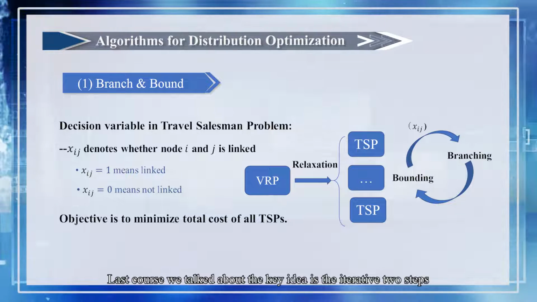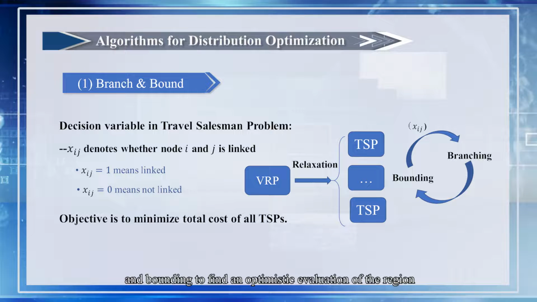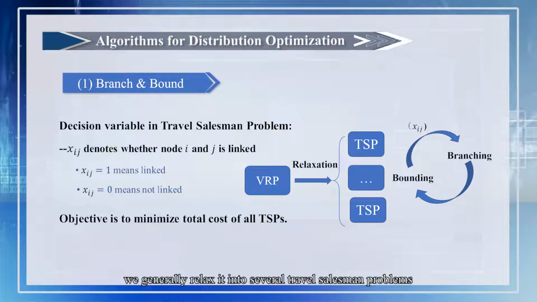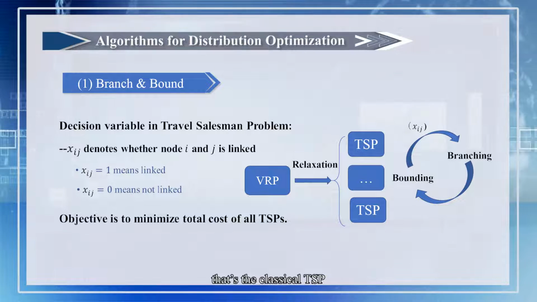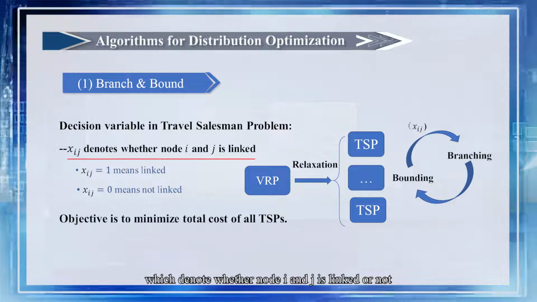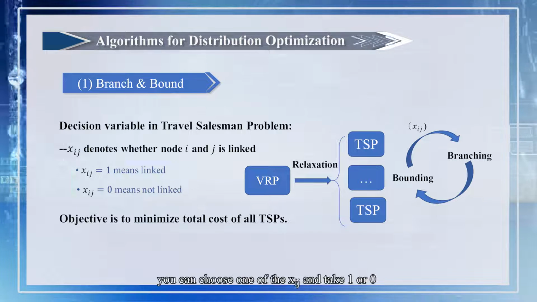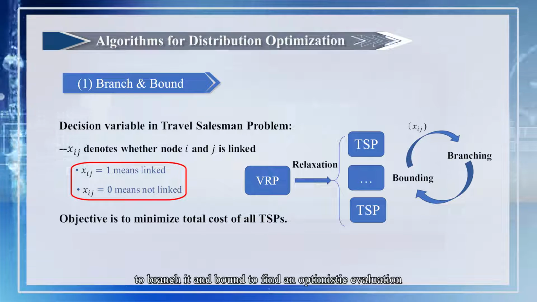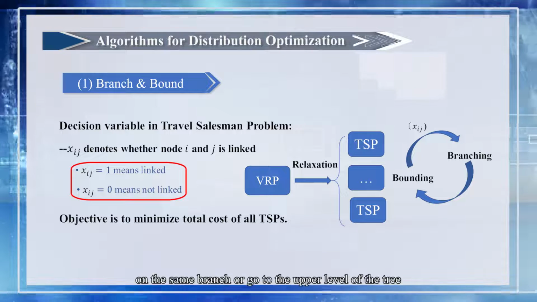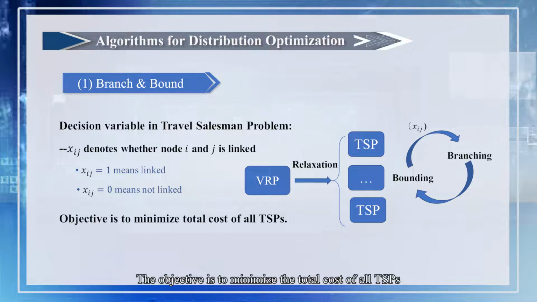Last course, we talked about the key idea, which is iterative two steps: branching to divide the feasible region and bounding to find an optimistic evaluation of the region. For VRP, we generally relax it into several traveling salesman problems, the classical TSP. In TSP, the decision variable is a binary variable, which denotes whether i and j are linked or not. We mark it as xij. So for each subproblem, TSP, you can choose one of the xij and take 1 or 0 to branch it, and bound to find an optimistic evaluation. Then continue branching and bounding on the same branch or go to the upper level of the tree. The objective is to minimize the total cost of all TSPs.